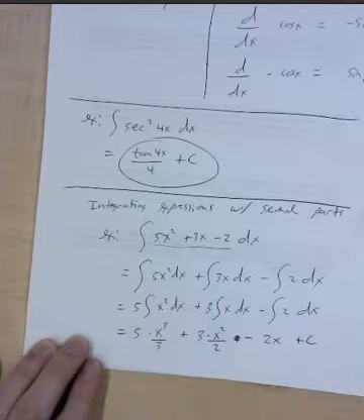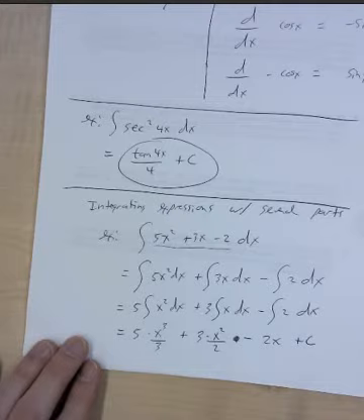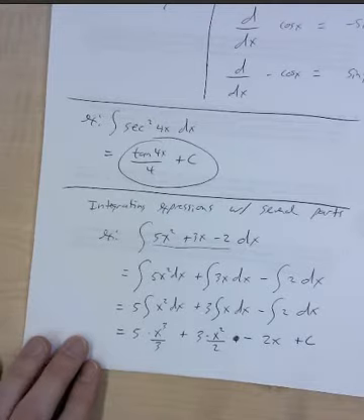And then we can clean this up a little bit by writing 5/3 x cubed plus 3/2 x squared minus 2x plus c. But I don't have room on my paper, so I'm just going to leave it like that. We're all good on this? Great.